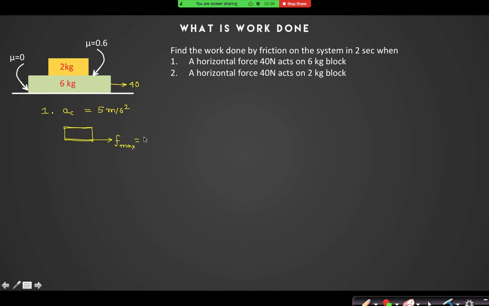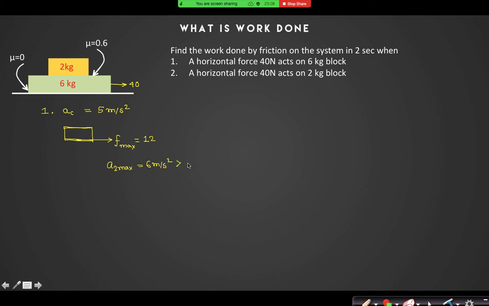12 Newton. Sir, I have a question. Yes, tell me. This maximum value, is it the normal reaction of the 2 kg block, the normal reaction acting on the body at this surface? Yes. Okay, sir. So that normal reaction is 20 into 0.6. So what is the maximum acceleration for the 2 kg block? 6 meter per second squared, yes.